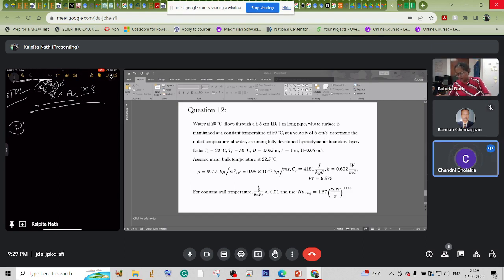So first, Reynolds number will be rho u d upon mu. If you put everything, it will be 1.313 into 10 to the power 3. This is less than 2300 for internal flow, so this will be laminar.